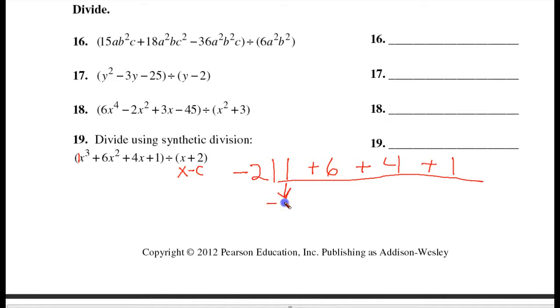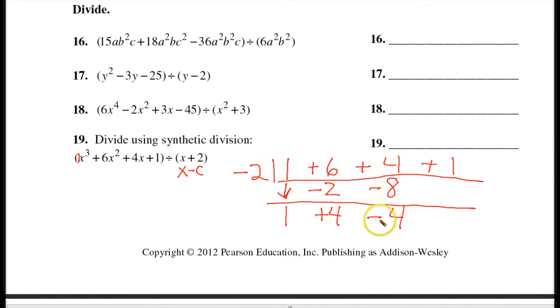Now the rule is you move your first number down, and that just becomes a 1 there. And now you start the process. Negative 2 times 1 is a negative 2. And here we just add them up. Negative 2 times 4 is a negative 8. Just add them up. Negative 2 times negative 4 is a positive 8. Just add them up. So we have everything in place now.